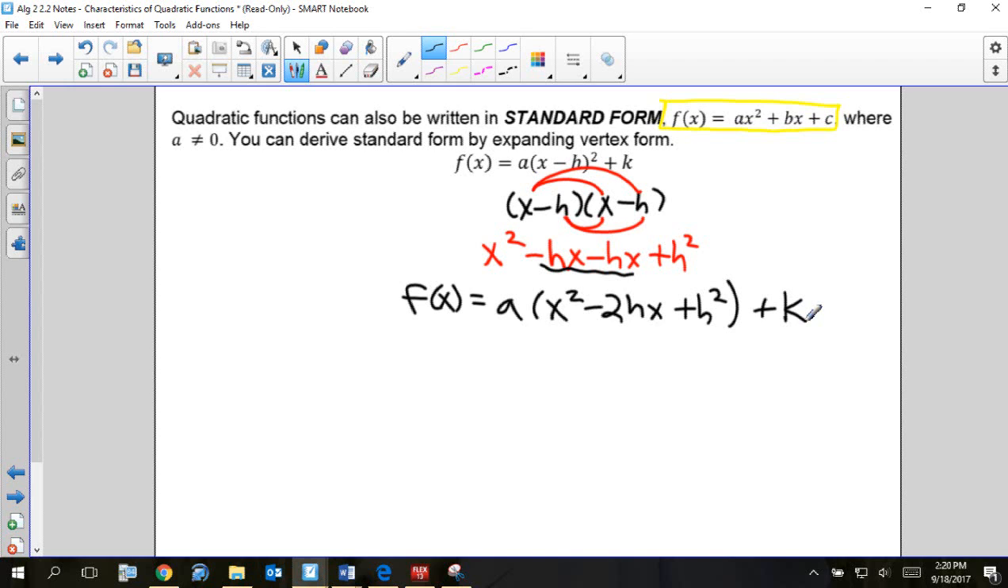Still not simplified because we still have parentheses. So what do we do next? After we square it, then what do we do? Order of operations. Multiplication, division, which we have a multiplication right here. Distribute.